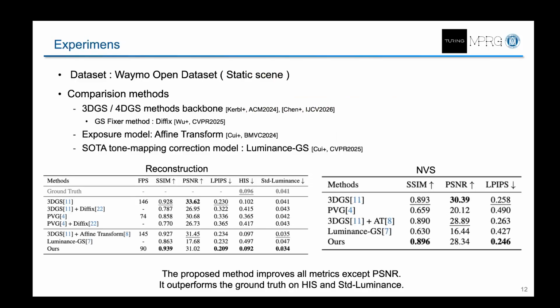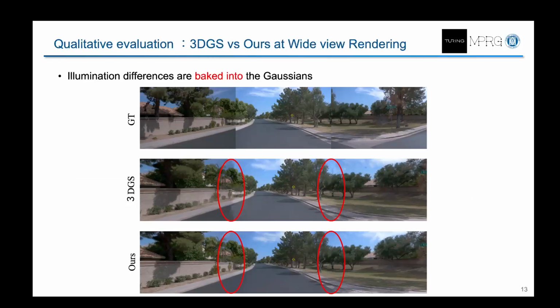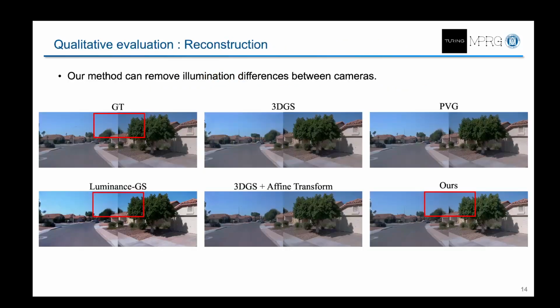We evaluate our method on the Waymo open dataset. Compared to baselines, our method improves most metrics. Especially, it achieves better perceptual quality and consistency. Qualitatively, our method removes illumination differences between cameras. It produces more natural and consistent reconstructions. In other methods, reproducing the GT expresses the illumination difference. But our method can remove illumination differences between cameras.